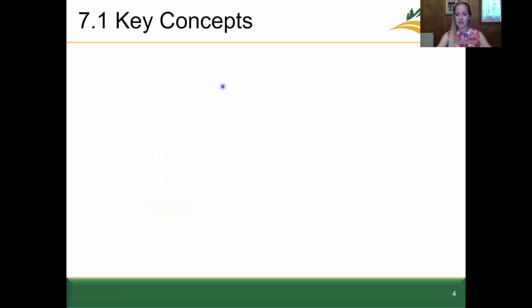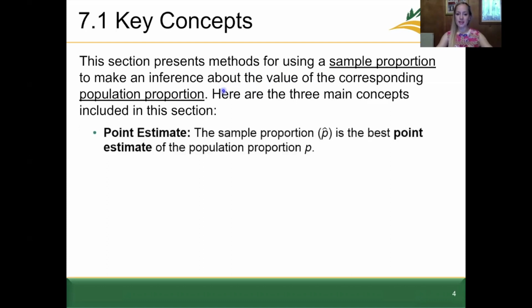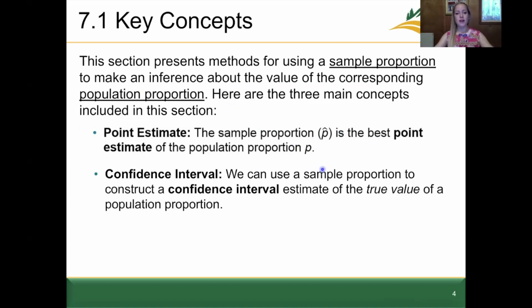The key concepts in 7.1. Here we're going to discuss methods for using a sample proportion to make an inference about the value of the corresponding population proportion. Remember, if we have a population of data, then our samples make up that population. So within 7.1, we'll go through point estimates. We'll talk about why a sample proportion, or p-hat, is the best point estimate of the population proportion, or just lowercase p. We'll also talk about confidence intervals, so we'll use a sample proportion to construct a confidence interval to then estimate the true value of a population proportion.